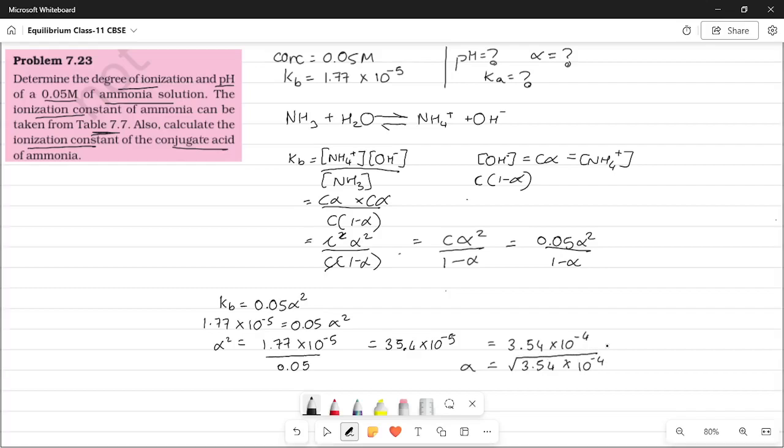Okay, now when we take the square root of 3.54, we get the value of 1.881, and then the square root of 10 to the power minus 4 will be equal to 10 to the power minus 2. Right? So this is the value of alpha, which is the degree of ionization. Degree of ionization is 1.881 into 10 to the power minus 2. It's pretty obvious that it's significantly less than the value of 1.